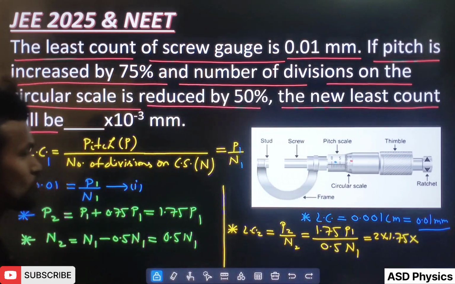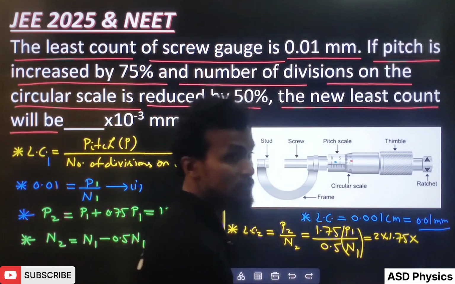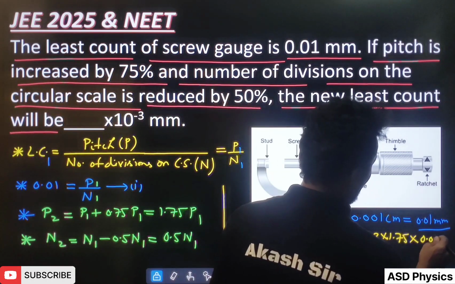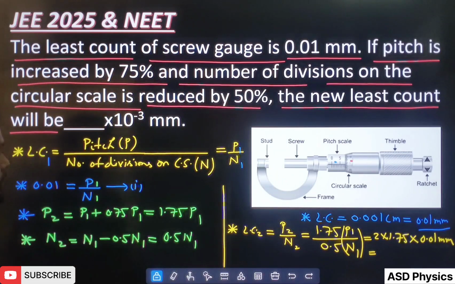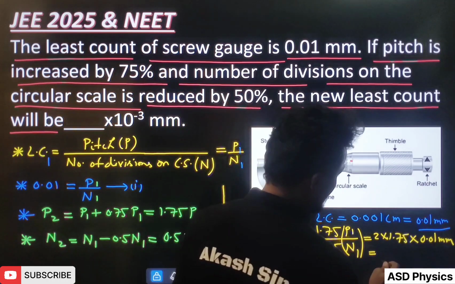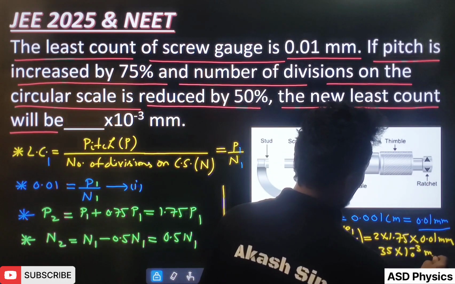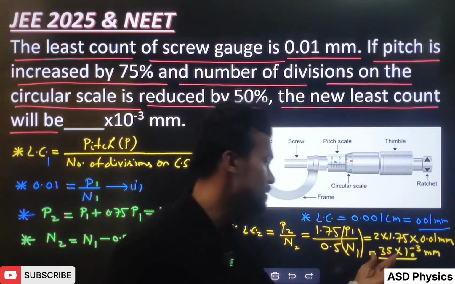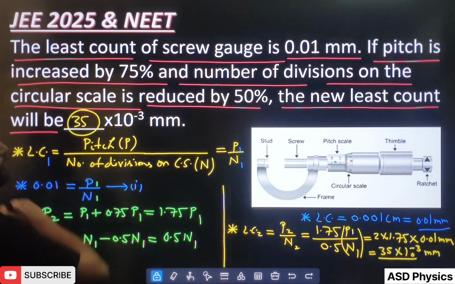1 by 0.5 means 2 into, and here what is P1 by N1? You can see very well, P1 by N1 is 0.01 mm. So when you simplify this, it comes to 35 into 10 to the power minus 3 mm. After simplification it is 35, so the answer is going to be 35.